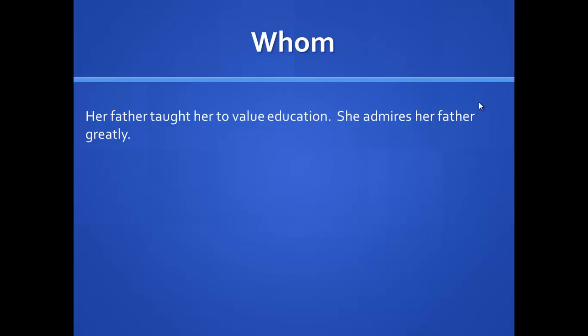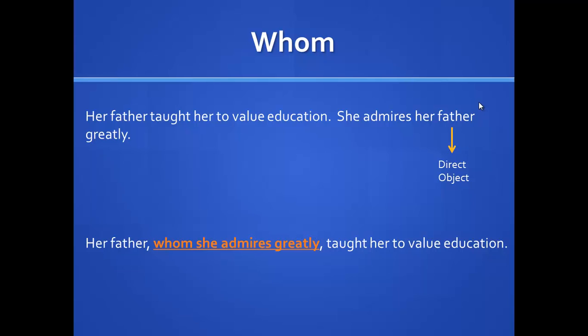So when do we use whom? Well, let's take a look at this sentence. Her father taught her to value education. She admires her father greatly. This time, I want to focus in on her father. Her father is the direct object of that sentence. If you don't remember what direct objects are, you can always review those in earlier grammar lessons. So, to combine these sentences, you can say, her father, whom she admires greatly, taught her to value education.